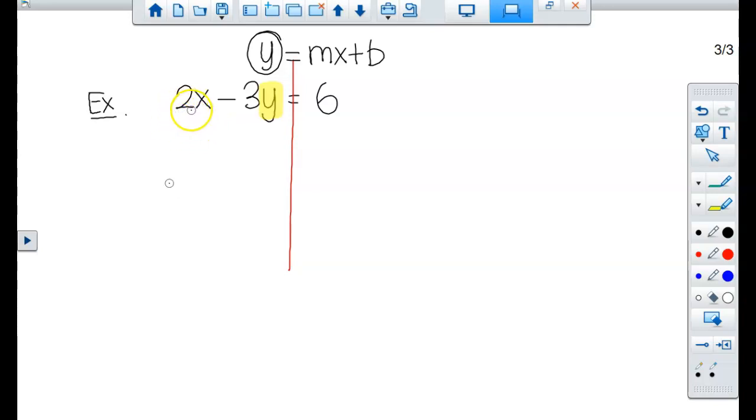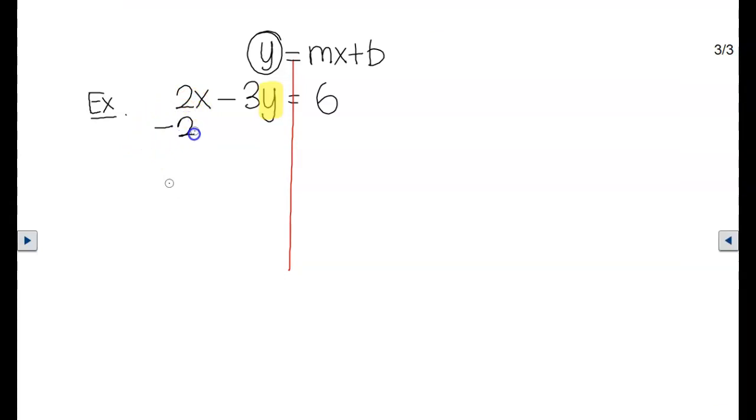Now it's a positive 2x. So to cancel it out, I need to do the opposite and do minus 2x. So I'll do that on both sides. So I went to the term that doesn't have a y, and I added or subtracted in order to cancel it out. 2x minus 2x, of course, is 0. Those cancel out. So now I have negative 3y on this side.